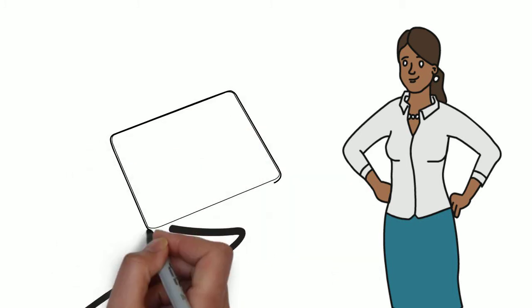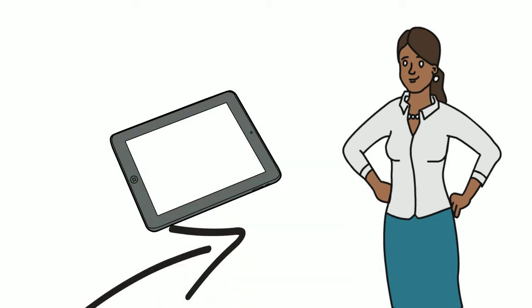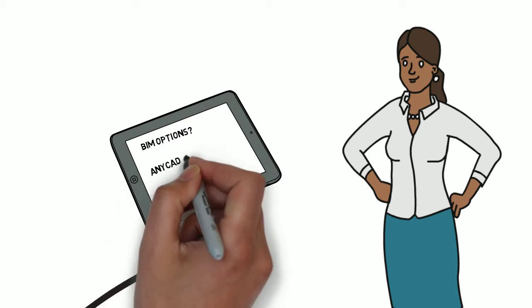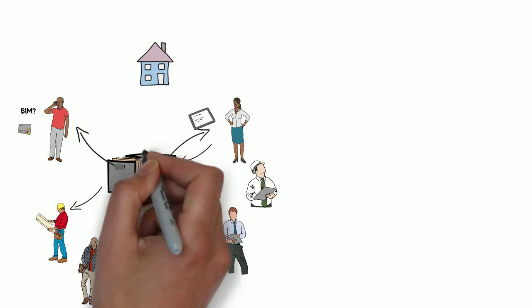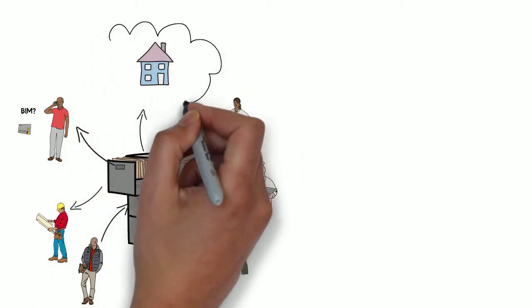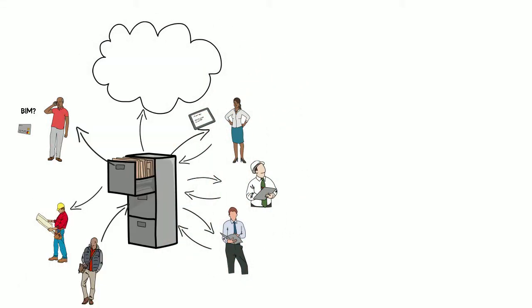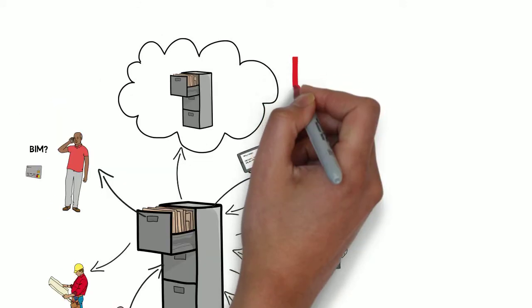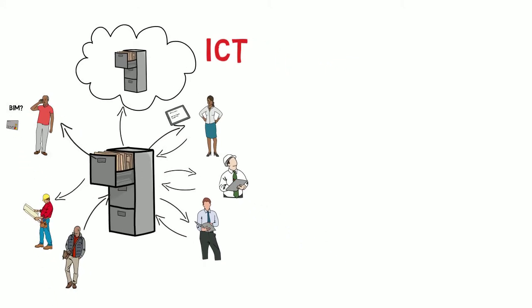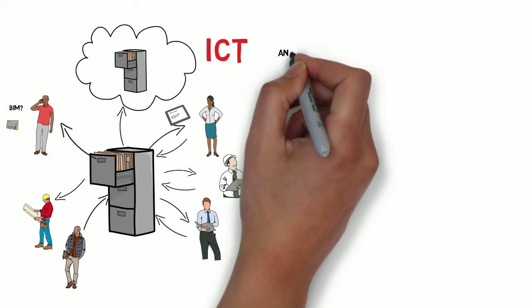So straight after the meeting, Jennifer gets on her iPad, looks up BIM, and then she finds AnyCAD BIM Solutions, and she sets to work getting the filing cabinet taken outside and put up into the sky onto a cloud. But now, of course, no one can access the files anymore. So this is where ICT comes in. Now everyone has to go and get some form of ICT to access the files.